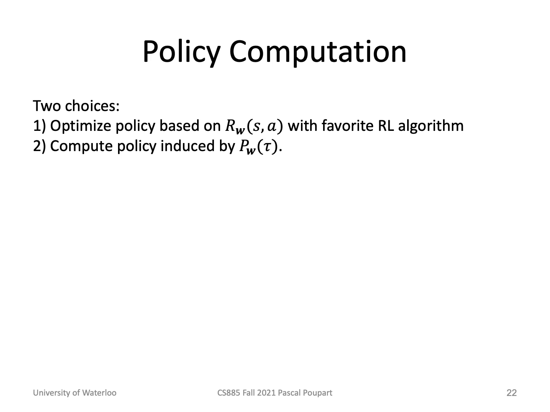As we discussed before, inverse reinforcement learning allows us to recover a reward function, but ultimately, you see, we want to use that reward function to obtain a policy. So how do we do this? Well, here there are two choices. The first one is that we could just optimize a policy based on this reward function that we obtained by using our favorite reinforcement learning algorithm. Another possibility is in fact to obtain a policy directly based on the distribution of the trajectories that we have.